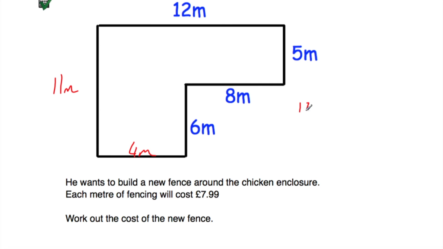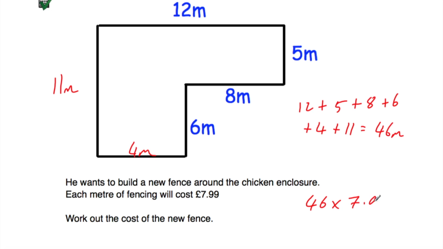That's great. So we can do 12 plus 5 plus 8 plus 6 plus 4 plus 11 on our calculator and see what we get. So 12 plus 5 plus 8 plus 6 plus 4 plus 11 is equal to 46 meters. So there's 46 meters of fencing needed, and each meter costs $7.99. So if we do 46 multiplied by $7.99, that'll be the cost of the new fence.